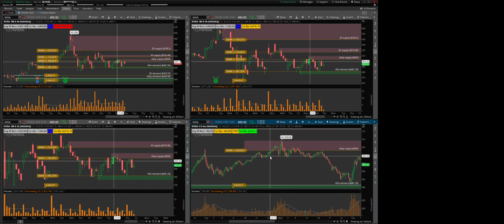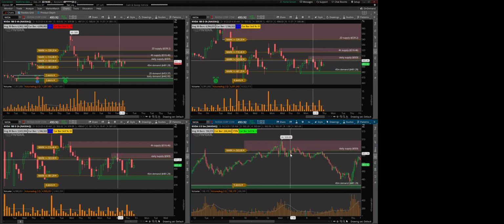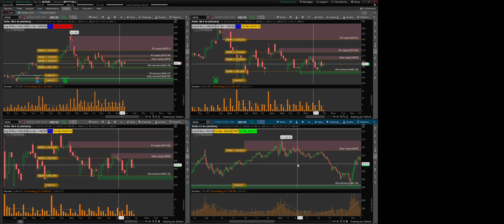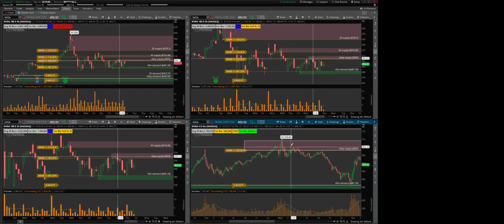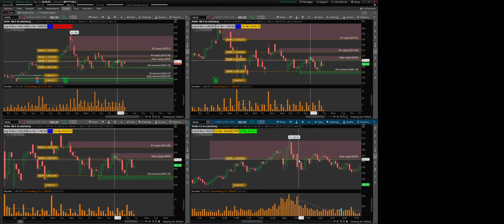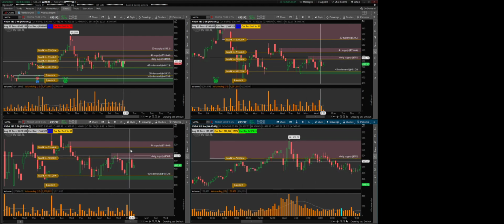Okay. You guys see this 5-minute demand right here? This rally, base, drop, right at the high. This is pretty strong. So, to keep in mind, if we get near, is this really daily supply? No, it's not.